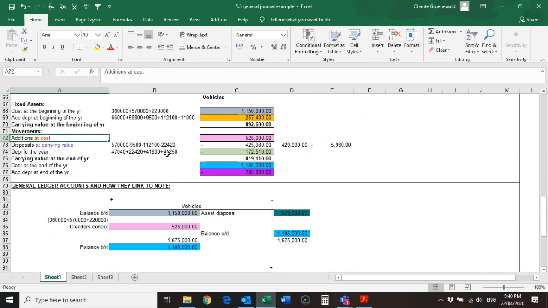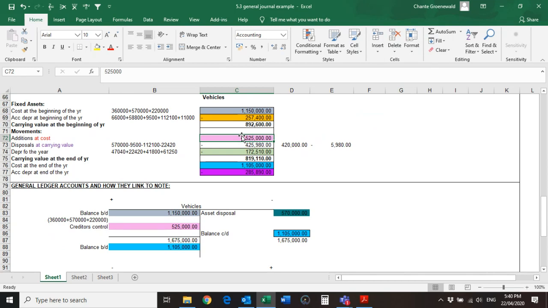So therefore, the 525, right? Here you can see the nice little purple that I brought in. Okay, so that's how you're going to know that it is at cost. Remember, your vehicle that you buy, you always do it at cost by debiting your vehicle's account. Your vehicle's account is always at cost price. I hope you have that now.